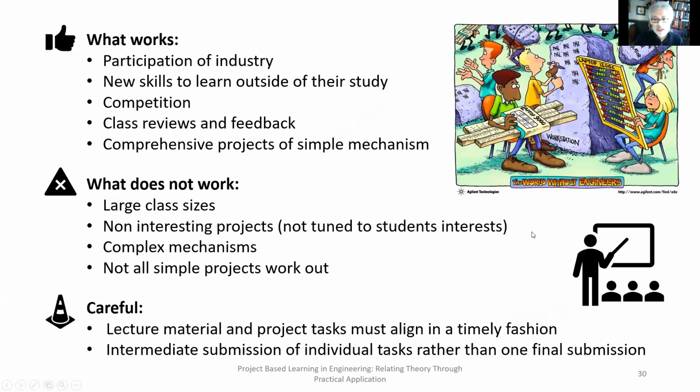So this is a summary of what works and what doesn't. I mentioned just the industry. If you bring new skills outside of their study, competition worked well. Class reviews and feedback, distributed throughout the semester, where you give feedback so they can make alterations, they can change course. And it's not too late to do this. That has to be implemented.